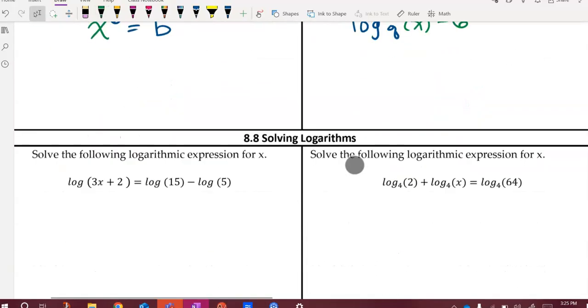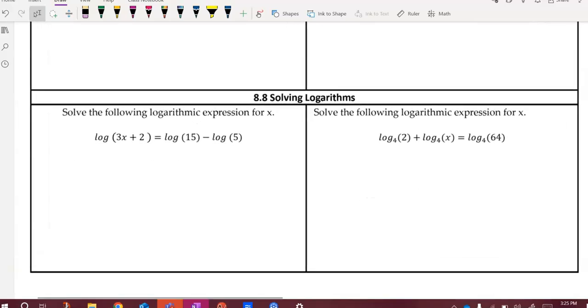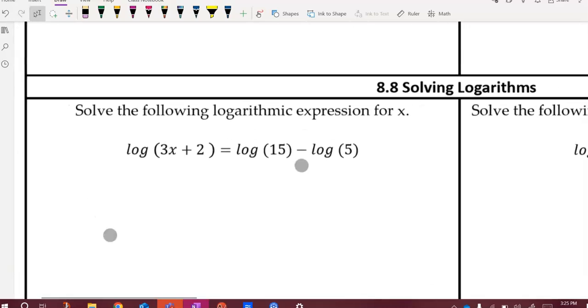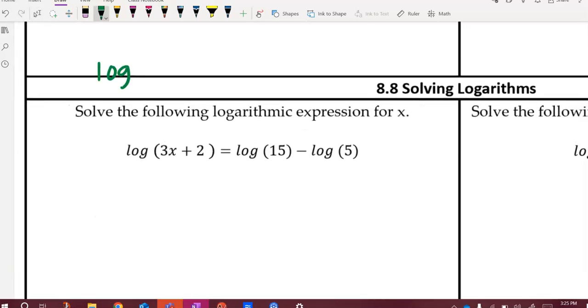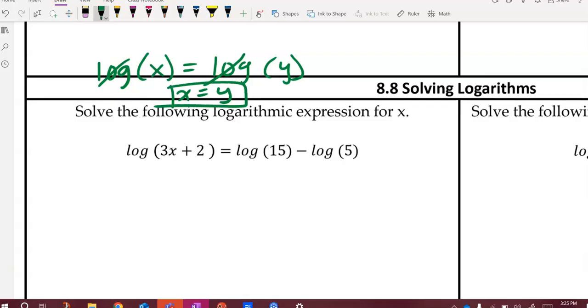On this last one here, 2 more problems. Here we have solve the following logarithmic expression for x. Okay, so when we are solving, we want the log of something equal to the log of something else. And then we cancel those logs, and those insides can be equal to each other. So taking that, this rule is called 1 to 1. We need 1 log on the left and 1 log on the right.